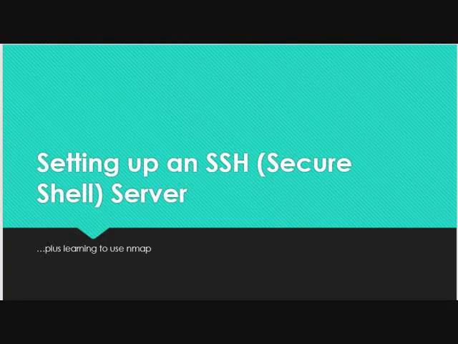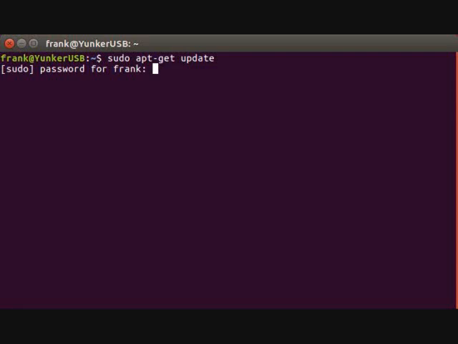Okay, let's set up an SSH server. That way you can create a terminal session from, say, a Windows machine connected to your Linux PC. First thing we're going to do, of course, is do an update just to make sure we're all set on that. So sudo apt-get update, and you've got to type in your password. That's because you're acting as root at that point.